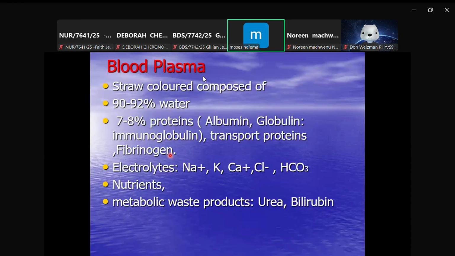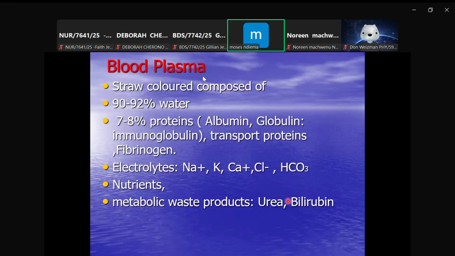I talked about urea a short while ago, but also bilirubin and biliverdin. This is the breakdown of hemoglobin. When red blood cells are destroyed in the spleen, part of the product is bilirubin, which is then transported in plasma before it's removed, either in urine or in fecal material. So this is what we have as part of the components of the plasma. Apart from this, of course, we have dissolved gases, carbon dioxide and oxygen.